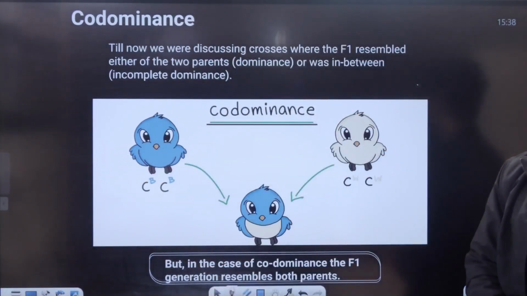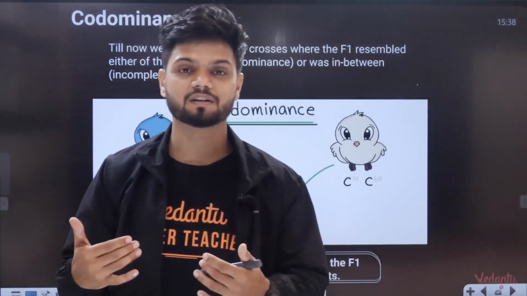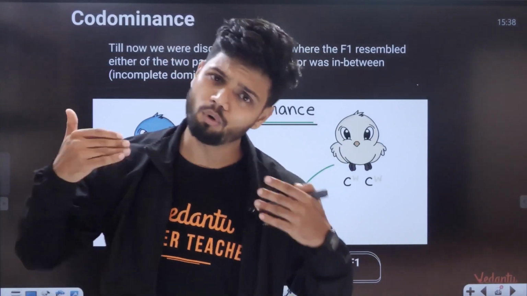This is called codominance. Why? Because the two alleles present here, both are dominant, both are expressing here.